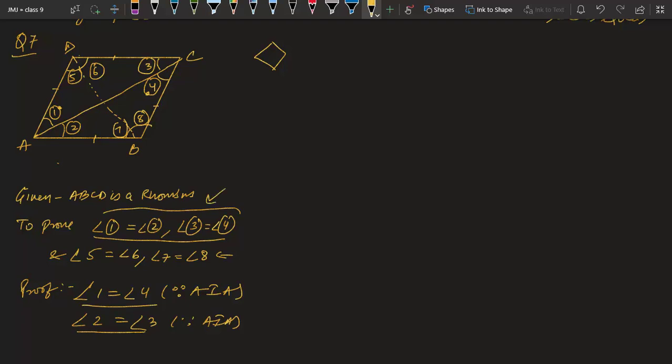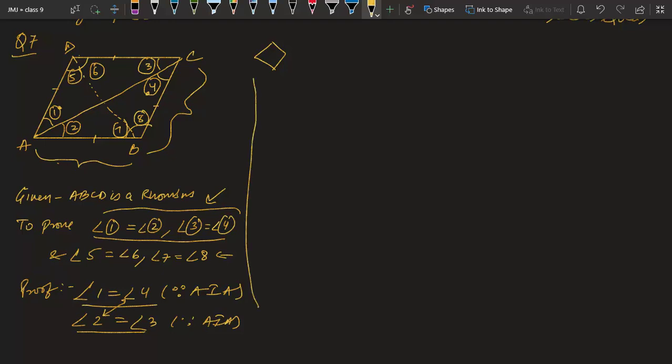For that, just observe one thing. This is a rhombus. In rhombus, all sides are equal. If all sides are equal, that means AB is also equal to BC. If they two are equal, this triangle ABC is an isosceles triangle, and if a triangle is isosceles, the angles opposite to equal sides are equal, and we have got a connecting link, that is 2 and 4.